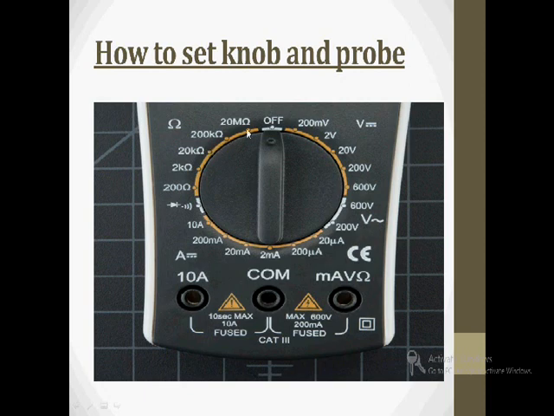What will happen if in starting I select the higher value? For example, I select 20 mega ohm and our resistance is just 7 ohm. So a 20 mega ohm selection is too high for 7 ohm, so we are not able to get the exact value. Our resistance value may be 7 ohm and we are getting 200 ohm, 500 ohm, and we are not getting the exact value.